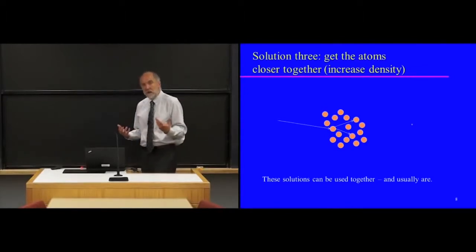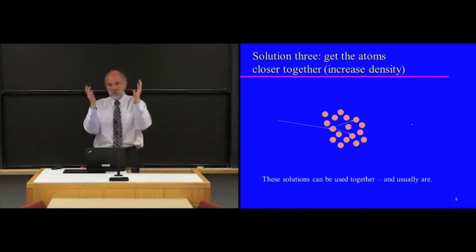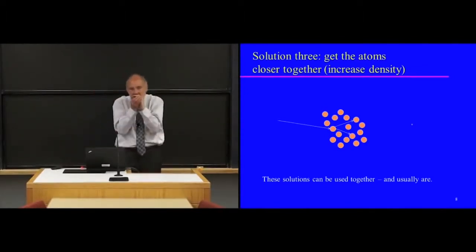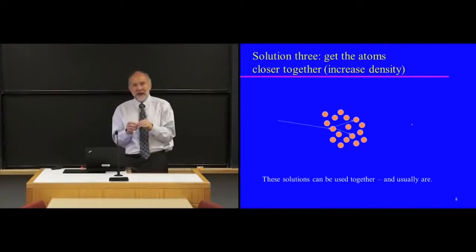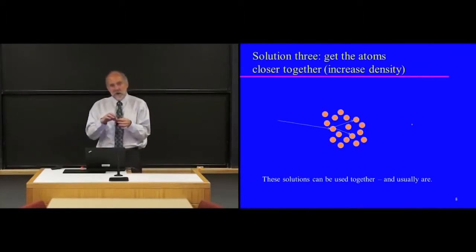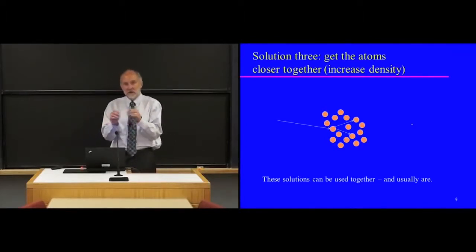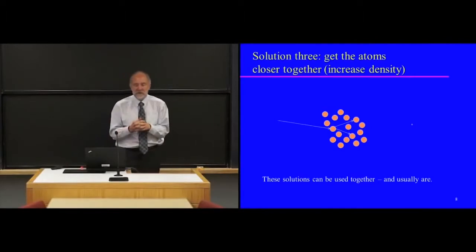Another idea is to take this group of atoms and crush it so that it's more dense. So the atoms are closer together. If the atoms are closer together, that means that when one of them releases a couple of neutrons, it's much more likely that those neutrons will run into another atom before they leak out of the system.